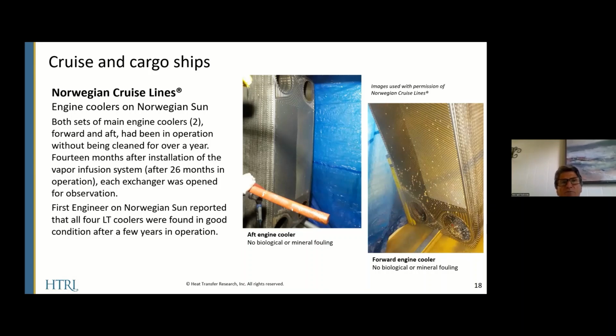The picture to the far right shows some shells, but that's merely because they don't have screens on their incoming water flow. But the plates from a sedimentary, mineral, or biological profile had absolutely no foul within the chevron flow spaces. And so they merely closed the exchanges up and went back into service. And now it's been almost 7 years and they've not had to open their exchangers and clean them.